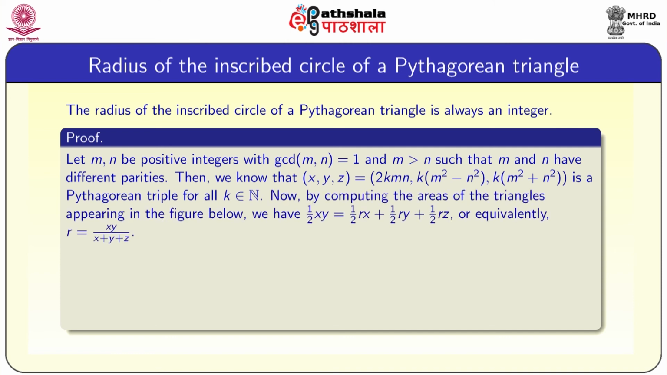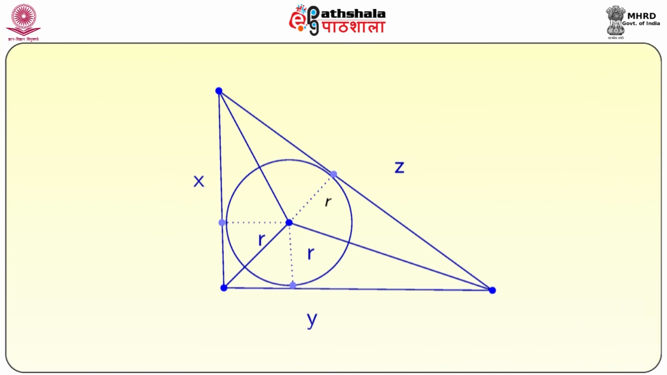Now, by comparing the areas of the triangles appearing in the figure below, we will give you the figure in the next slide. So, we have that 1 by 2 into xy is equal to 1 by 2 into rx plus 1 by 2 into ry plus 1 by 2 into rz. Let us see the figure. The figure is given like this: x, y, z are the sides of the triangle and r is the radius of the inscribed circle.